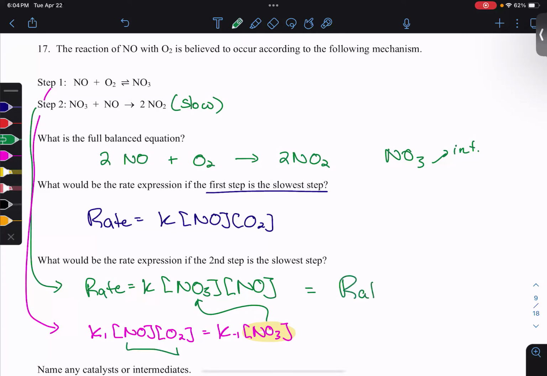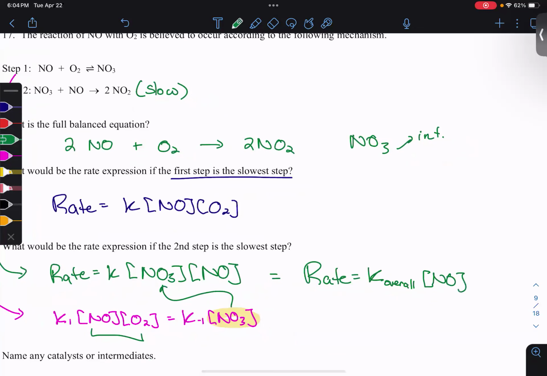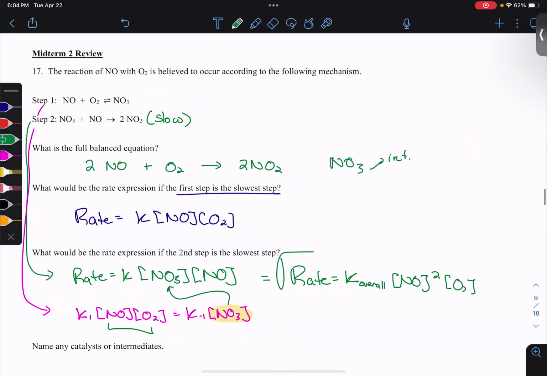So rate equals, for this second step, the slow step, you'll always have to do this fast equilibrium step if the second step is the slow step. I'm just going to say k overall, they all combine, is... no, what am I doing? k NO squared O2. Right? So that is the rate law if the second step is the slow step.